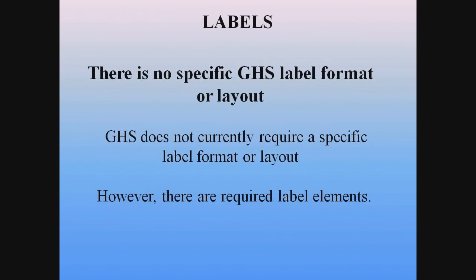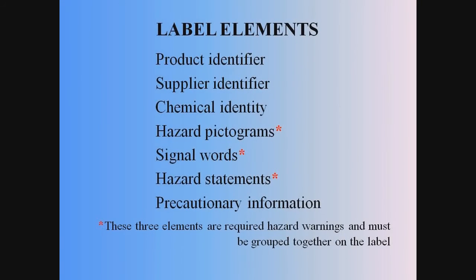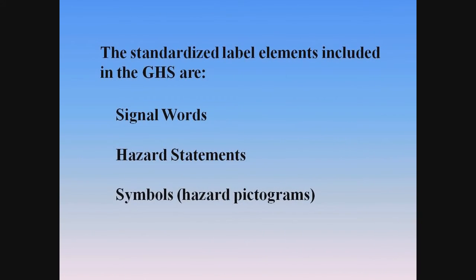There is not a standard format for the GHS label. However, there are required label elements. The GHS label elements that you see here with an asterisk have been standardized and are directly related to the hazard level. The other label elements are defined based on common definitions. But these 3 elements, hazard pictograms, signal words, and hazard statements, are all hazard warnings and are required to be grouped together on the label.